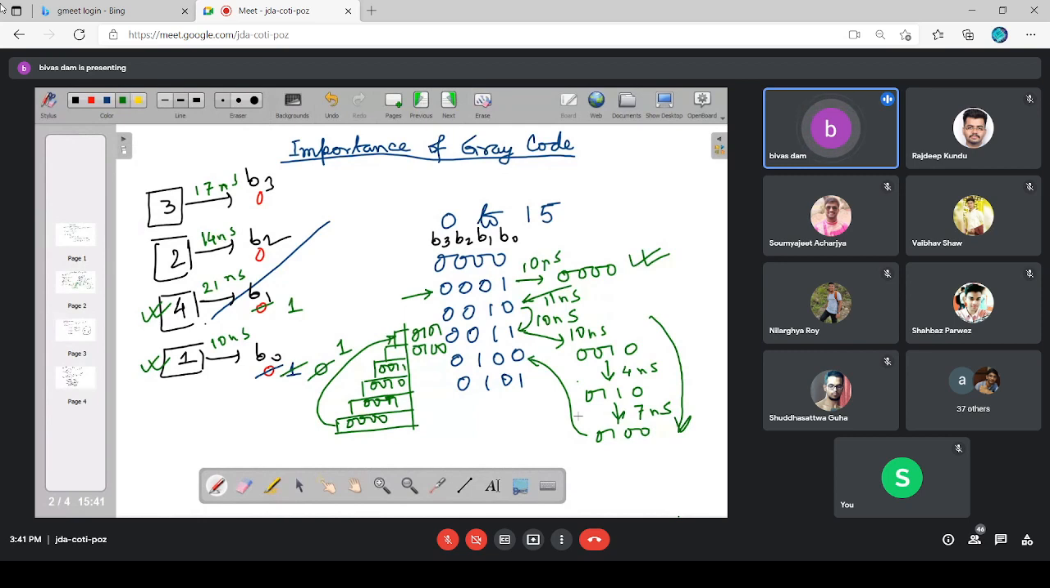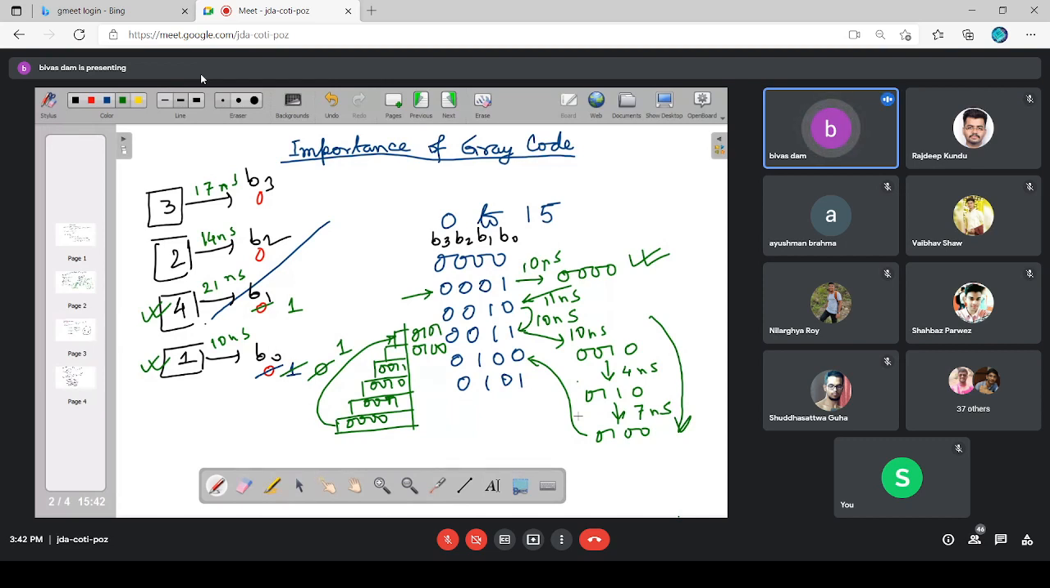Now from 4 to 5, will there be any transient state? No, sir. Why? After 1, faster B0. B0 has less latency. State, 1 bit. That means here is the clue.